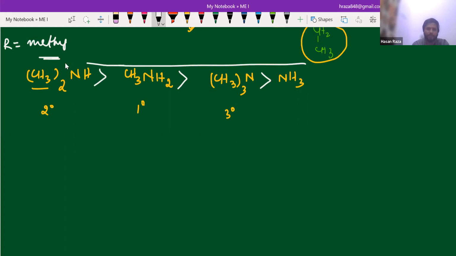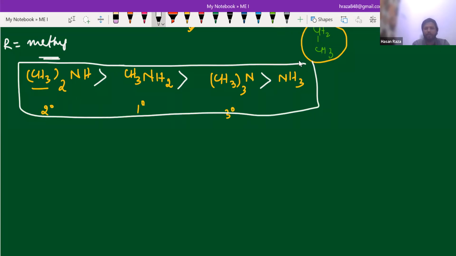NH3 comes. Because all nitrogen has a lone pair and there will be steric hindrance, that's why it is less. At last there is less steric hindrance, so in this way it will be. In the previous one, (CH3)3N, due to solvation it comes at second place.